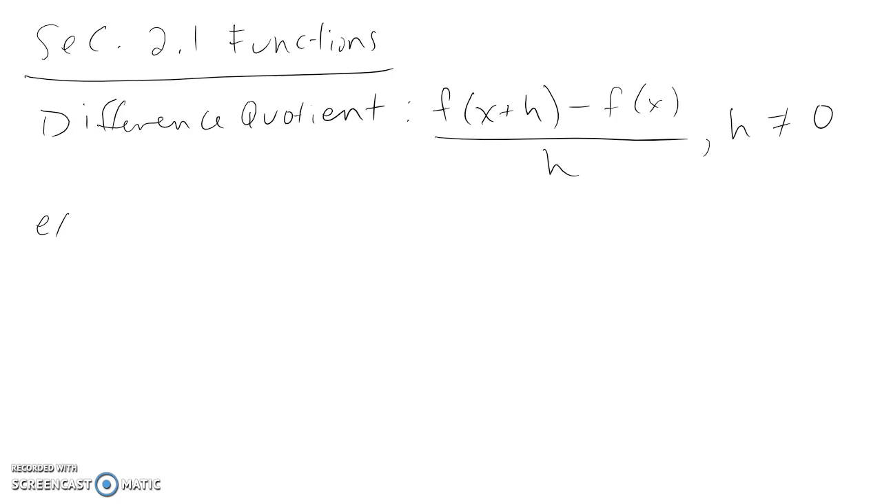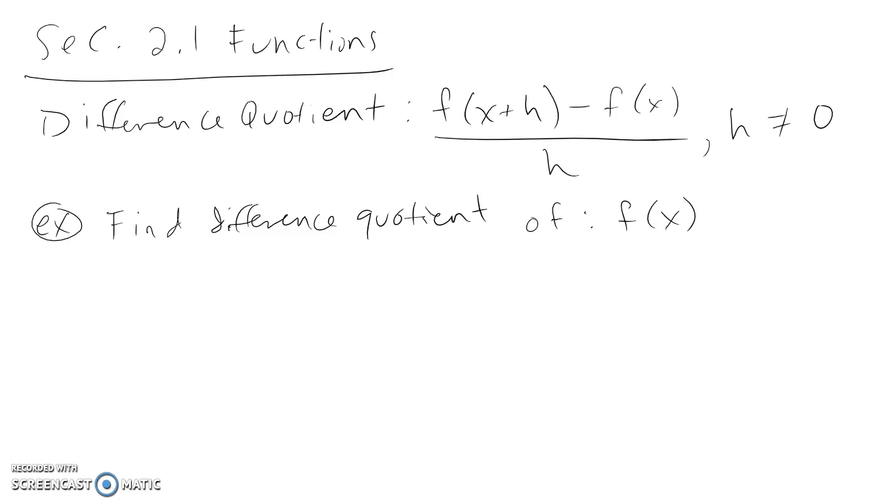Okay? So my example is that we're going to find the difference quotient of f of x equals 1 over x plus 2. Okay? So notice we need to find two things to plug into the difference quotient. f of x plus h, and then of course f of x, which we already know. f of x plus h means take x plus h and plug it in everywhere that you see x.